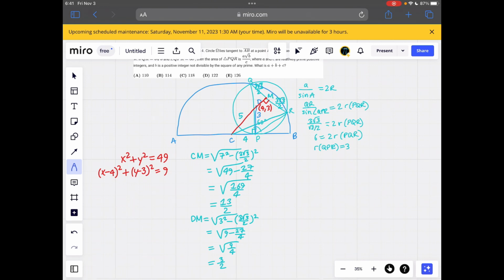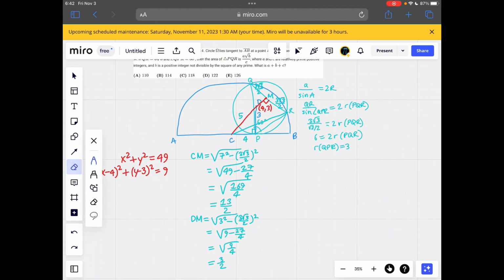So we can manipulate these two circle equations because points Q and R lie on both of the circles, so they have to satisfy both equations. After we're done manipulating, we can find the equation of line QR. And then we can set up the point-line distance formula to find the distance from P to QR, and then multiply that by QR over 2 to find the area of triangle PQR, and then we're done.